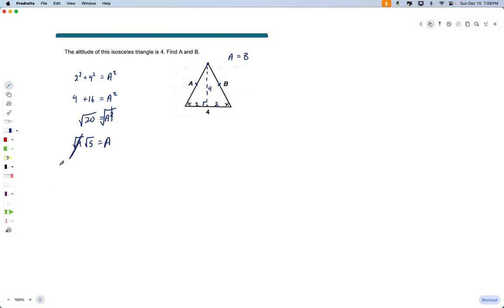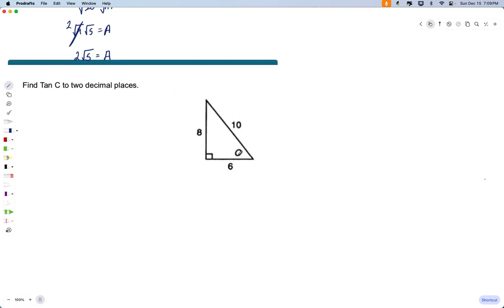I can take the square root of 4 and turn that into 2. So 2 times the square root of 5 is the length of A. And A is equal to B, so it's also the length of B. So 2 times the square root of 5 and 2 times the square root of 5. That's going to be our solution.